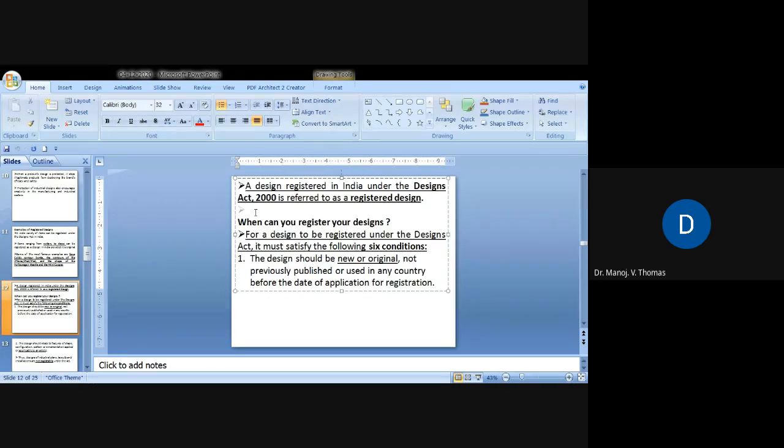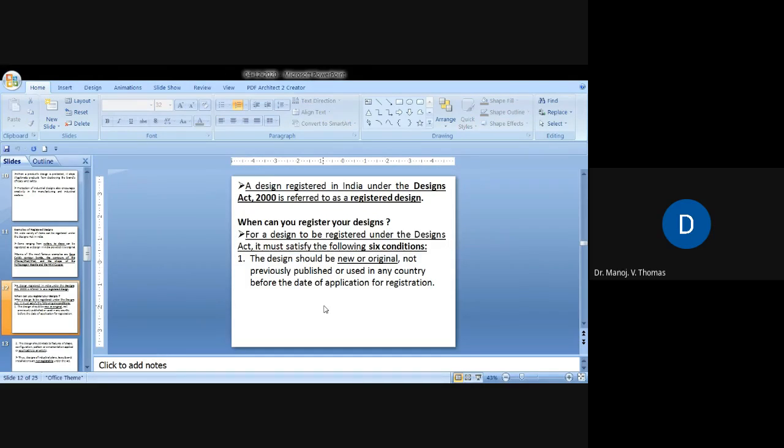So when can you register your designs? You have a particular design. Can you register that particular design? Or when can you register that design? For a design to be registered under the Designs Act, it must satisfy the following 6 conditions. So what are the 6 conditions through which you can verify whether a particular design can be registered or not under the Design Act 2000.